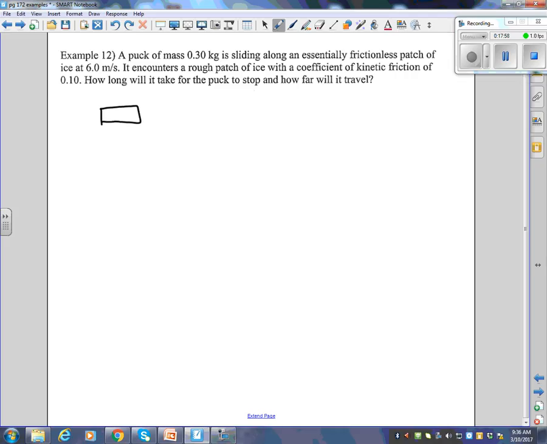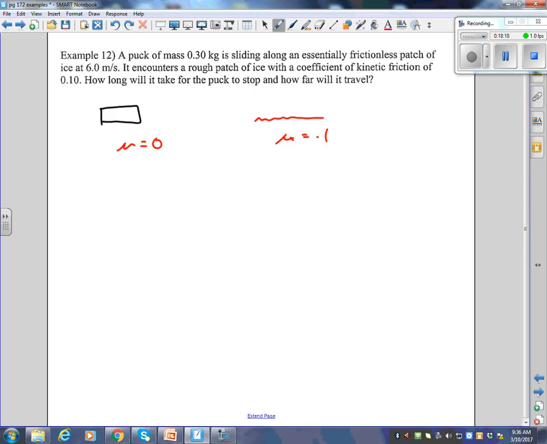The puck is moving along an essentially frictionless patch of ice at 6 meters per second, and then encounters a rough patch of ice with a coefficient of friction of 0.1. So it's going along, and then when it gets to here the mu value is 0.1. Here the mu value is 0, right?